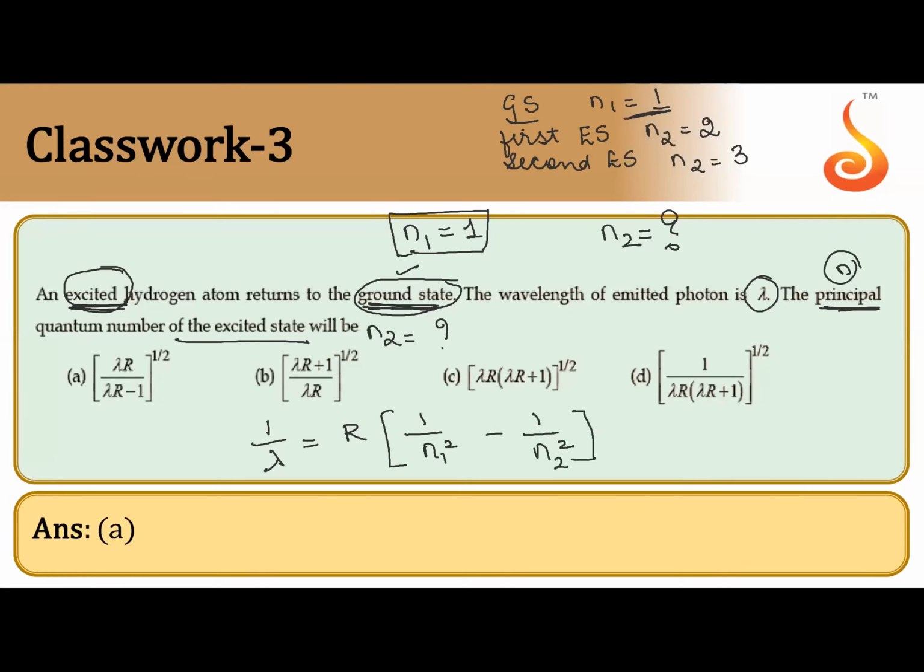Fill in how much ever you know here. So we know that N1 is 1. Directly I will bring this R here. So 1 by lambda R equals 1 by 1 square, that is 1, minus 1 by N2 square. Just solve this, children, and find out what is N2. I'll slowly do it here. You also please try it yourself.